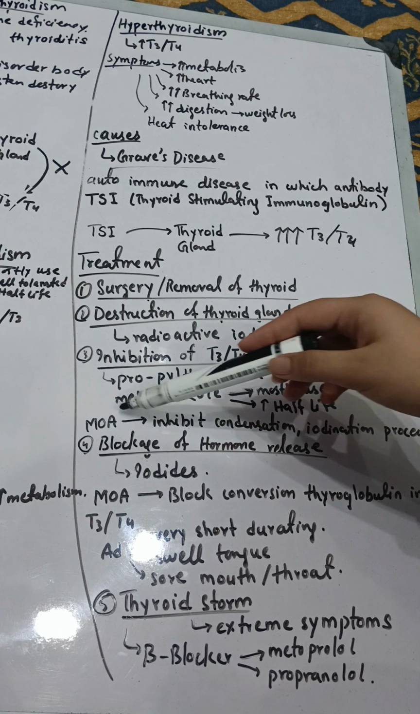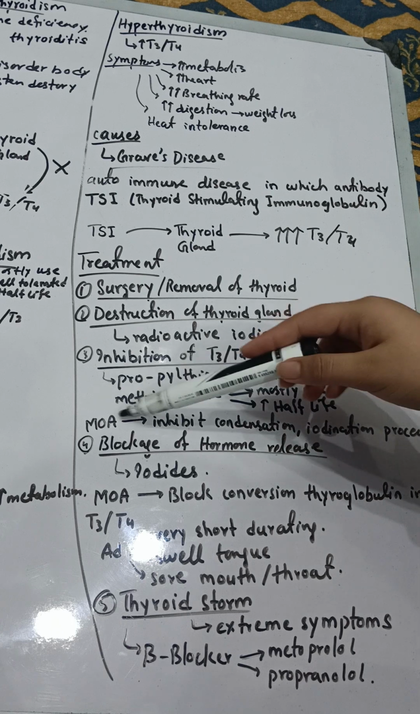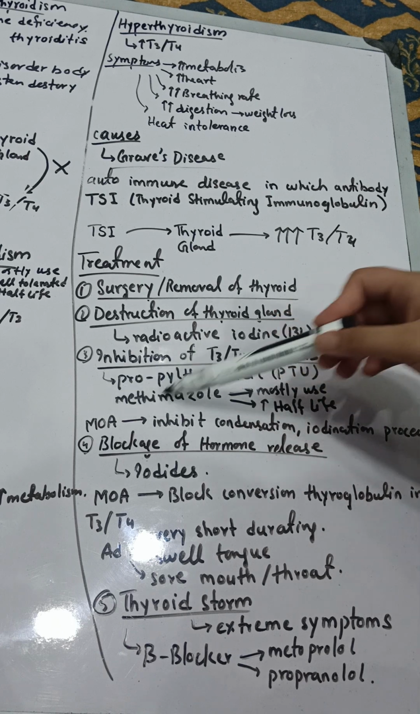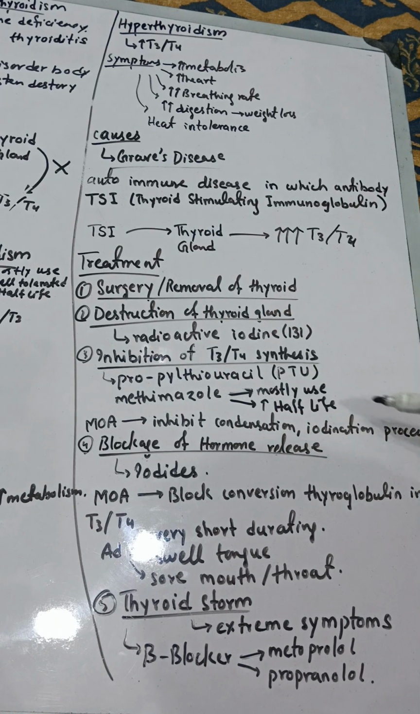And the second drug is methimazole. It is mostly used and it has a long half-life. I have told you that a drug which has a longer half-life is more beneficial to the patient, because the patient will not need to take the drug multiple times in daily life. So it has the most uses, and mostly it is given to patients. It can also be given to patients who have pregnancy-induced hyperthyroidism.